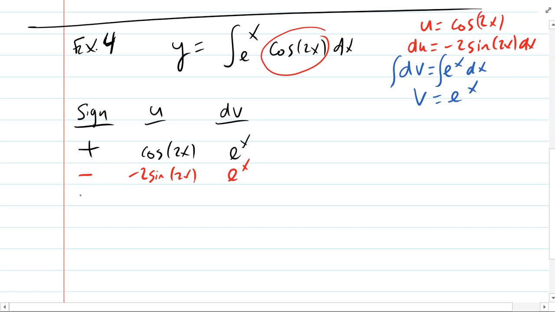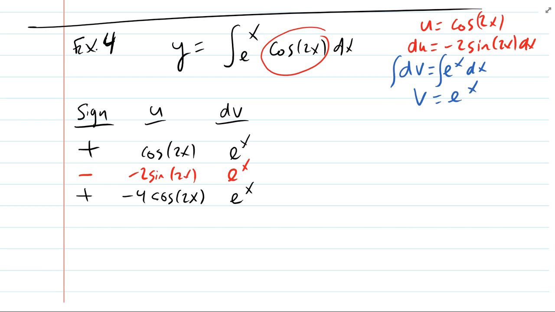Next step, plus, what's the derivative of negative 2 sine of 2x? Negative 4 cosine of 2x, right? What's the integral of e to the x? e to the x. Okay, we stop. Did you see that if we keep going, we're just going to be in a vicious cycle? Are we going to keep getting back cosine of 2x? That's crazy, except we're going to use that to our advantage.